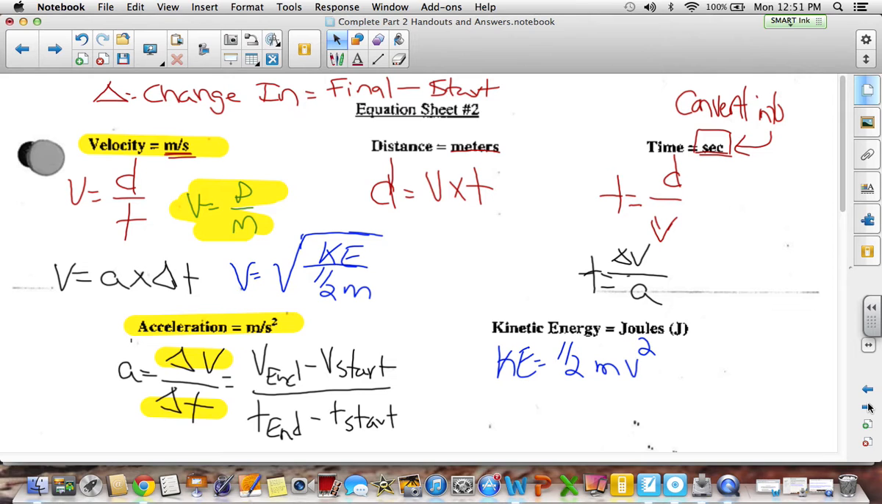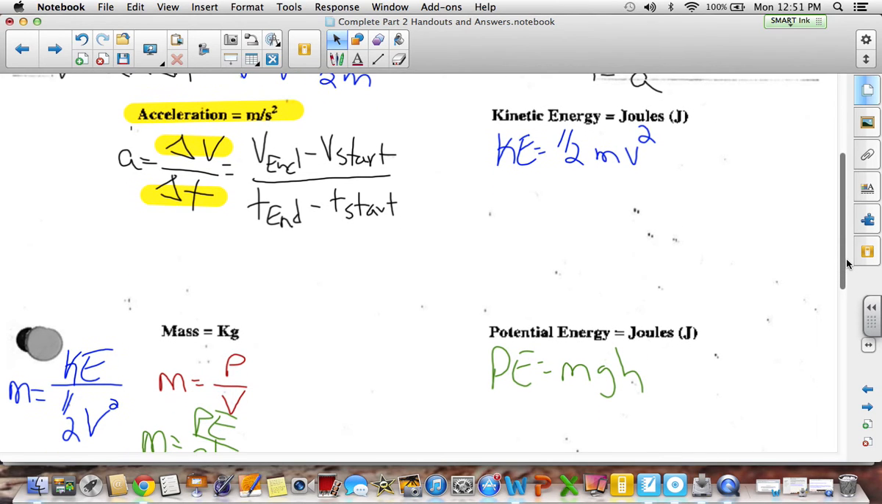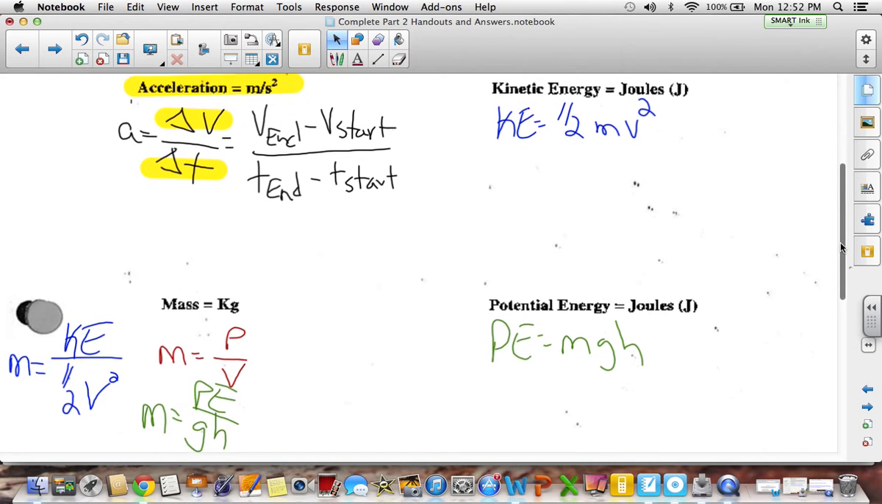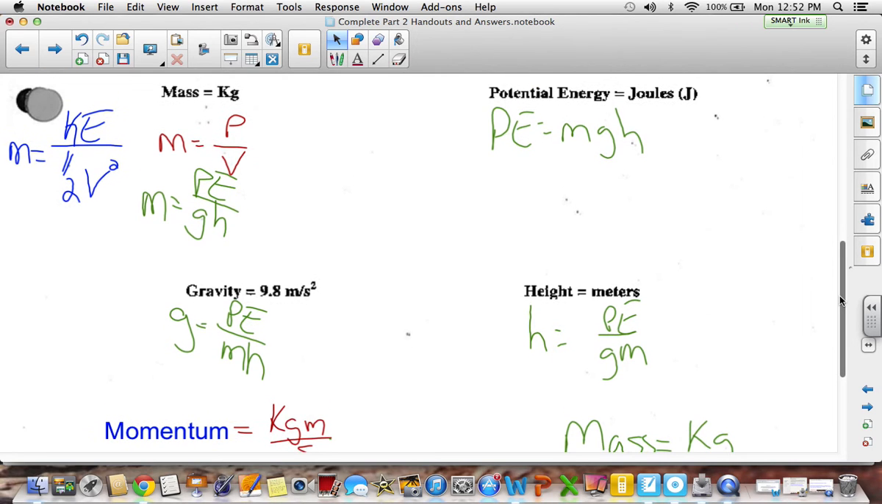With that, we've got a couple of different equations which we can put into our system. Here's our kinetic energy, 1/2 mass velocity squared, and our potential energy, mass times gravity times height. We can use these and separate them out in a couple of different ways. Mass is going to be equal to kinetic energy divided by 1/2 the velocity squared. You've also got mass being the potential energy divided by gravity times height. We can then separate out gravity and height as well.